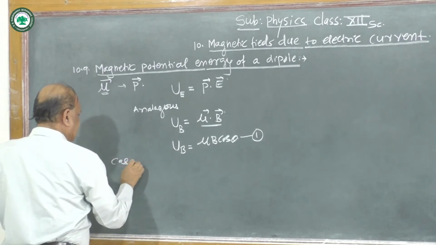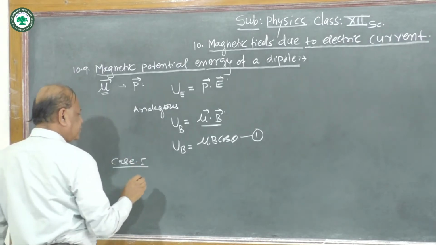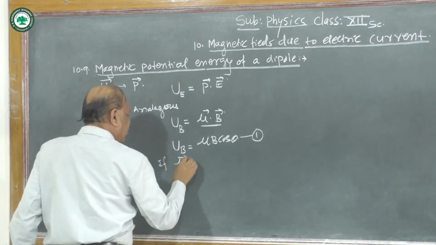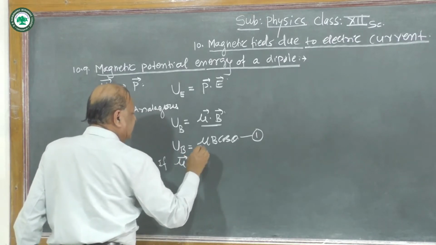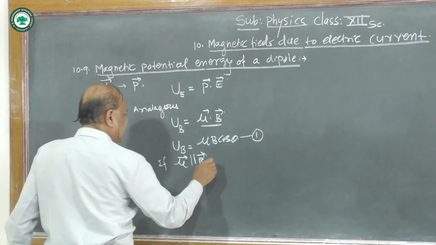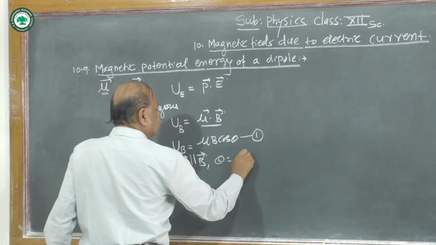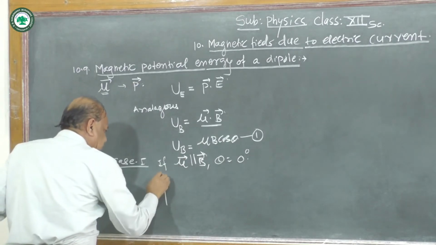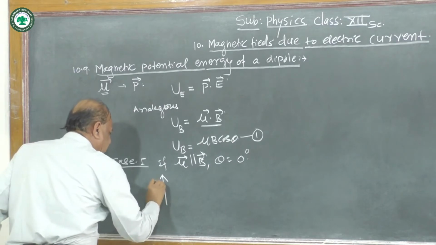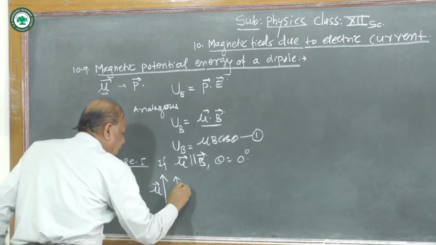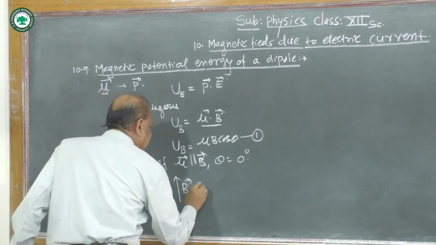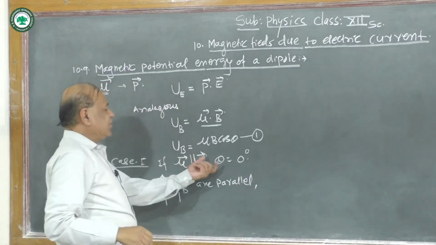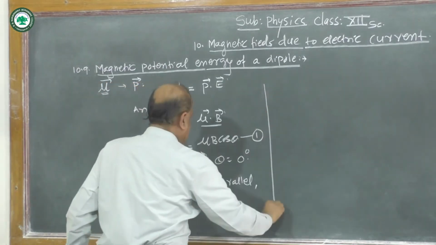Now this magnetic potential energy can be discussed considering two cases. Case 1: if the magnetic dipole moment mu is parallel to the magnetic field B, then the value of theta is equal to 0 degree. The magnetic dipole moment and magnetic field B are parallel, and at that time theta is equal to 0.